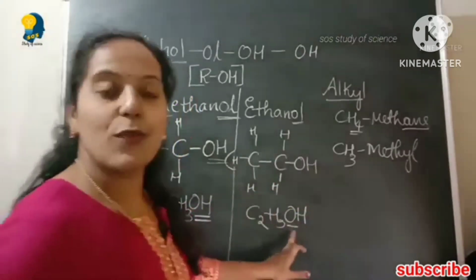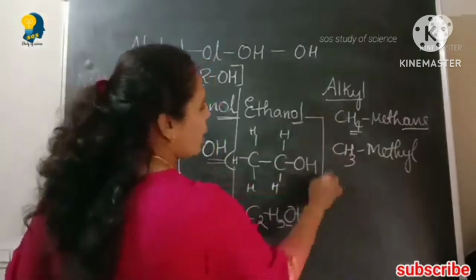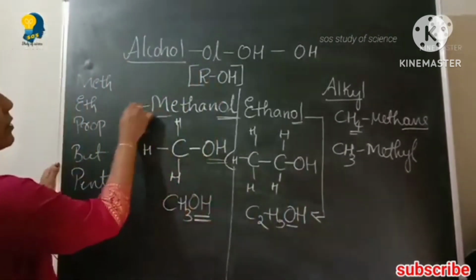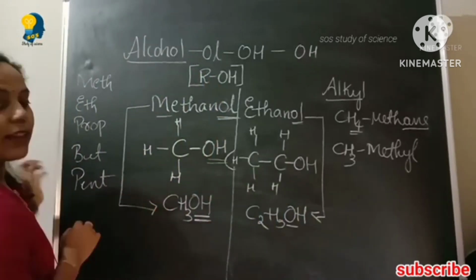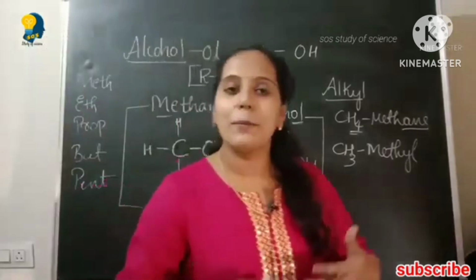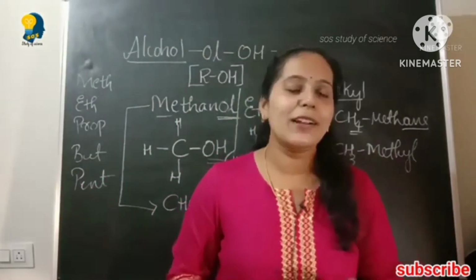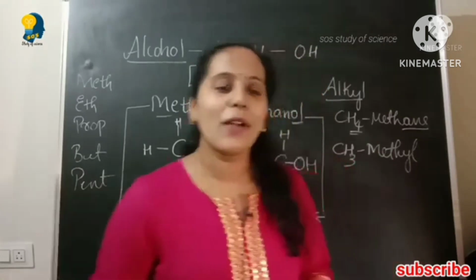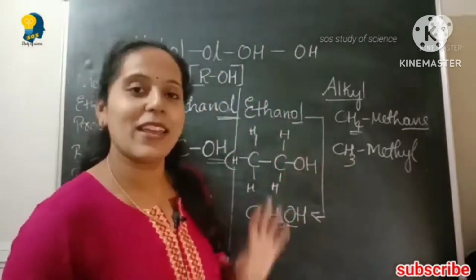So C2H5OH is the molecular formula for ethanol. And methanol's molecular formula is CH3OH. Likewise, you can try for propanol and butanol. If you find it difficult, do let me know in the comment box, and I will teach you those things also. It is very, very easy.